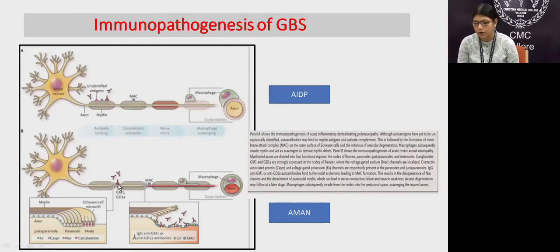So when there are antibodies against those proteins, like in the nodes of Ranvier, the main gangliosides are GM1 and GD1a. When there are antibodies against those, again the complement membrane attack complex will form. Then the complement-mediated destruction happens, and the axonal degeneration will start occurring even before the myelin degeneration occurs. So that is the classical way of presenting the acute motor axonal neuropathy.